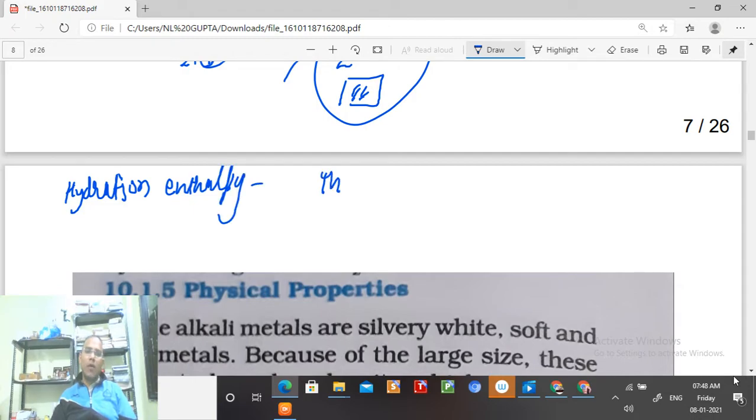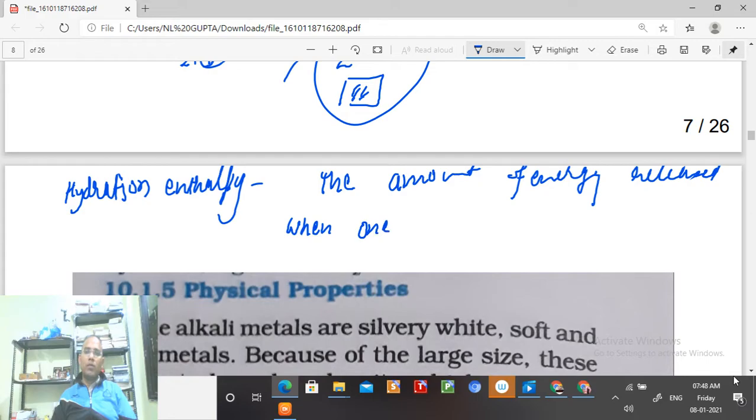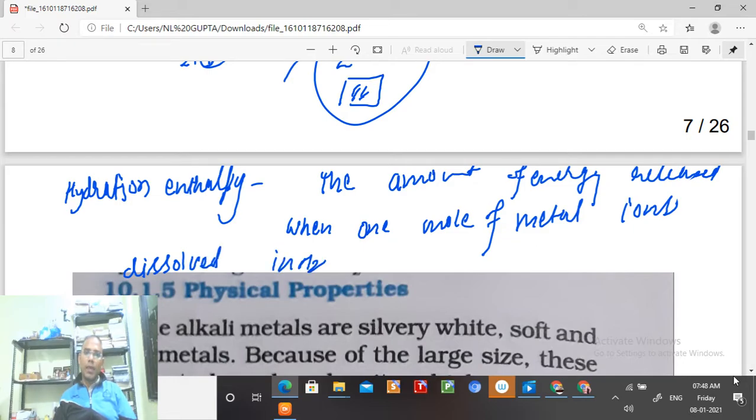Hydration enthalpy is the amount of energy released when 1 mole of metal ions is dissolved in water. So if it is dissolving in water, that is energy released.